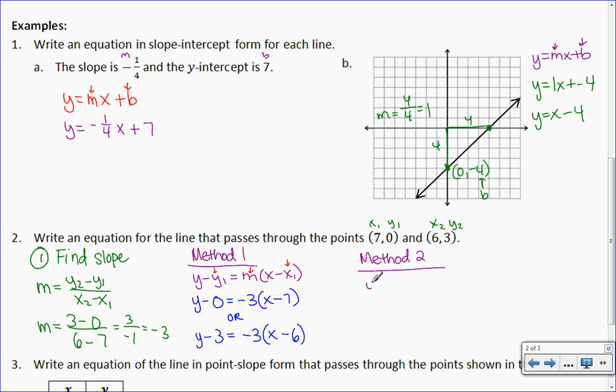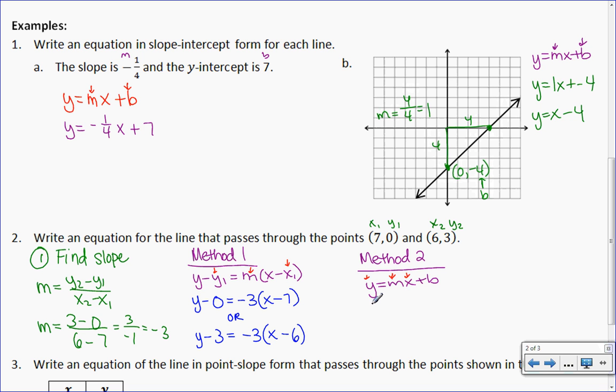Method 2 will use y equals mx plus b. But in this case, we know the value of m. We found that already. That's negative 3. But what we would do here is use one of these 2 points to substitute a value for x and y, and then find what b needs to be. So we're going to substitute a value for x and a value for y. Let's use the first point.